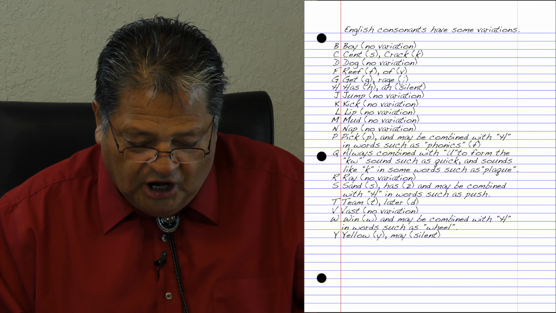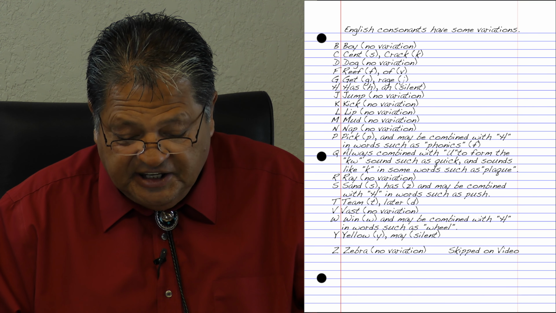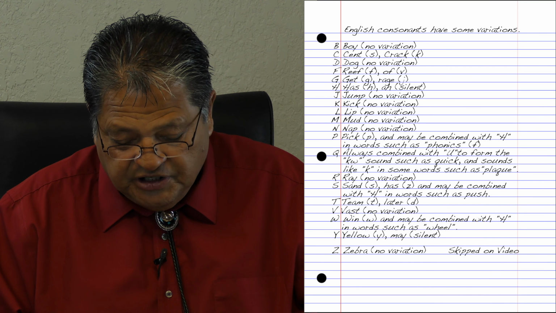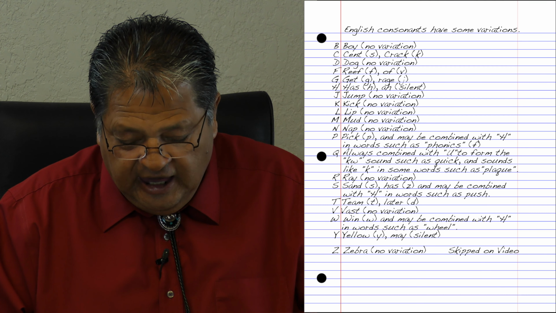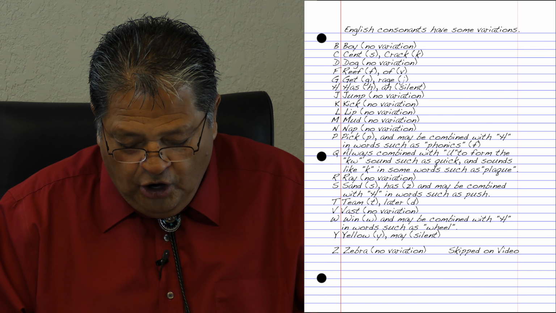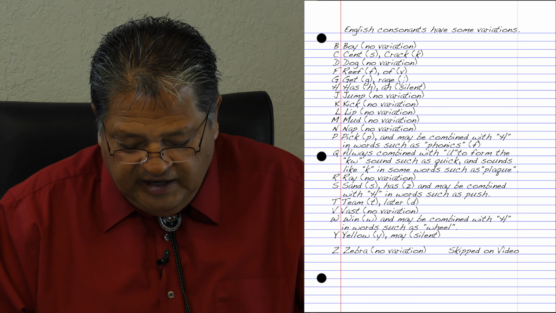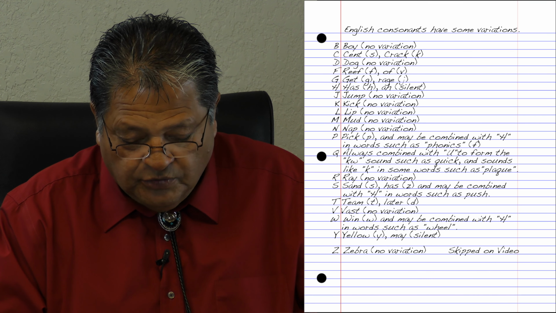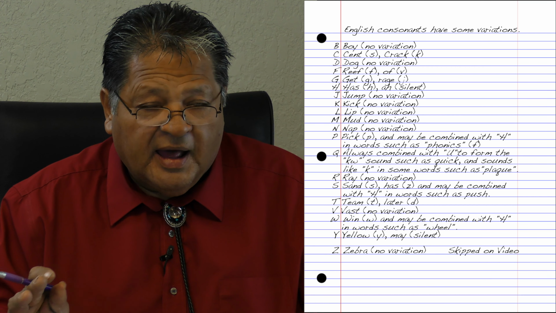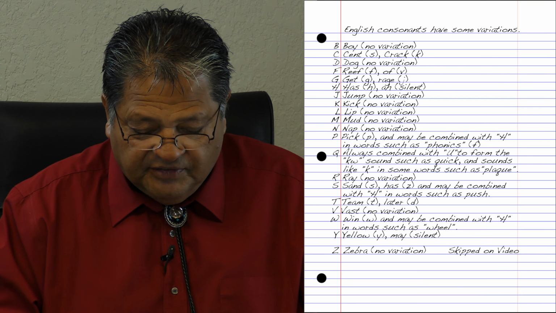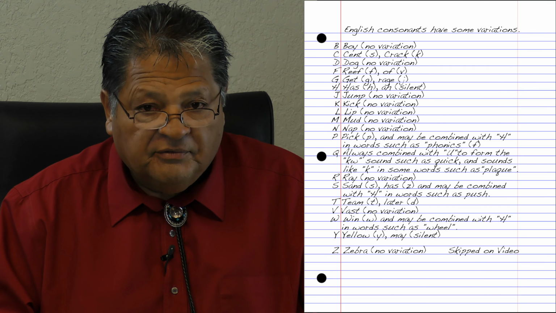Those are the English consonants: B, C, D, F, G, H, J, K, L, M, N, P, Q, R, S, T, V, W, and Y. And some of them are what I call variable. They can make different sounds, or non-variable. They only make one sound. Muskogee consonants have fewer characters, and they vary only to create a soft or hard sound of the same consonant.